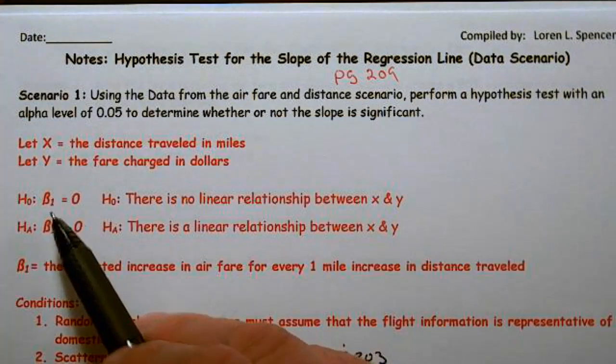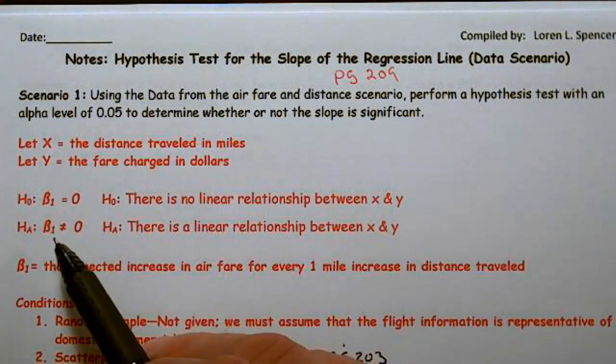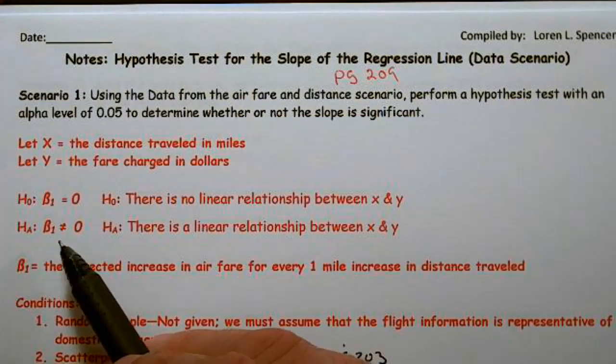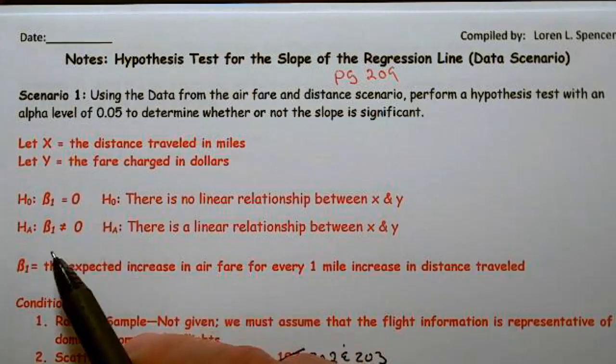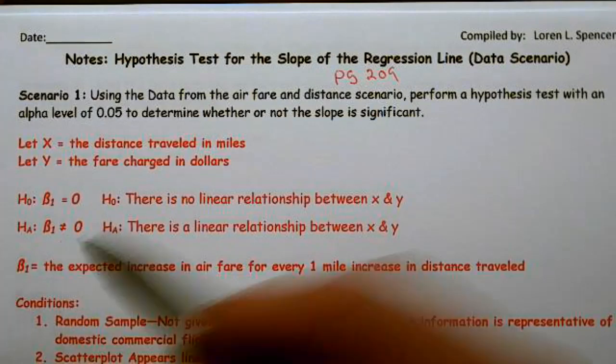So beta 1 equals 0. Beta 1 does not equal 0. And it's almost always going to be a not equal here. So don't worry about whether it's a greater than or less than. I think it's only occurred one time that they used a less than or a greater than symbol, and when they did that, they actually gave it to you. That's not likely, so we can plan on it being a not equal 0.